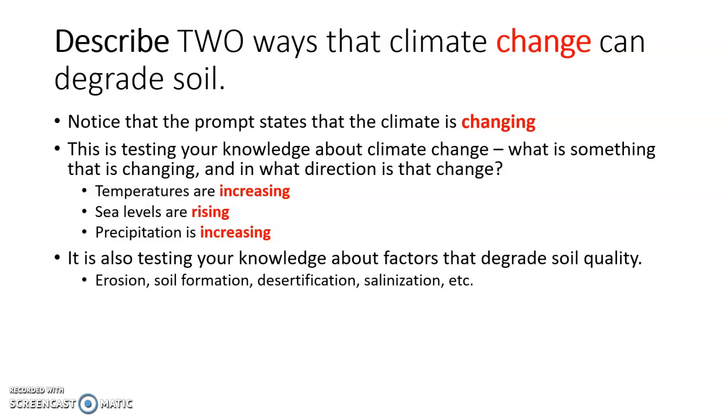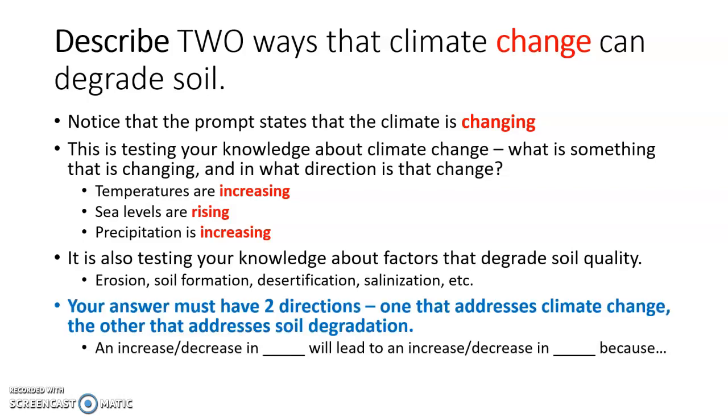This is also testing your knowledge about factors that affect soil quality. Erosion, soil formation, desertification, and salinization are some of the most common ways that you could approach this answer, but not all of the ways. Your answer must have 2 directions. It already says that climate is changing, so you have to tell me something that is changing specifically about climate change, and then your other has to have a direction about soil degradation. So an increase or decrease in something related to climate change will lead to an increase or decrease in something about soil being degraded, and because this is a describe, you have to have the supportive reasoning.